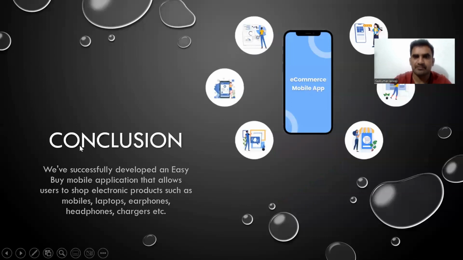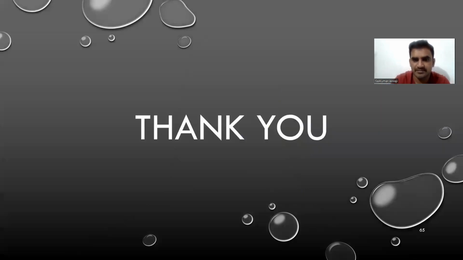And finally, we have successfully developed EasyBuy, an electronic store mobile application with which you can shop for electronic products like mobiles, laptops, earphones, etc. And in the coming versions, we want to integrate some machine learning techniques to give product suggestions, and track orders from location to location. We would like to add a few more features if we get the opportunity.